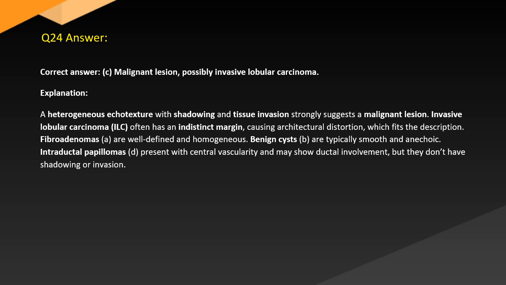Answer. Correct answer C. Malignant lesion, possibly invasive lobular carcinoma. Explanation: a heterogeneous echo texture with shadowing and tissue invasion strongly suggests a malignant lesion. Invasive lobular carcinoma, ILC, often has an indistinct margin, causing architectural distortion, which fits the description. Fibroadenomas are well-defined and homogeneous. Benign cysts B are typically smooth and anechoic. Intraductal papillomas D present with central vascularity and may show ductal involvement, but they don't have shadowing or invasion.